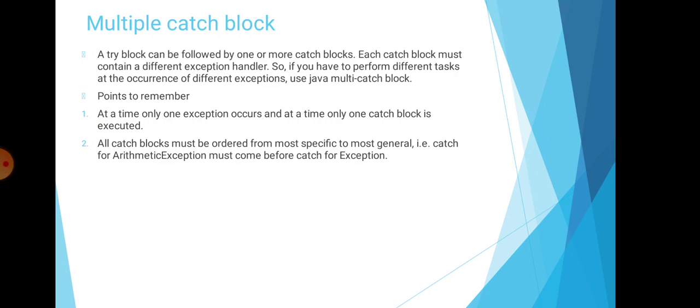When an exception is thrown, each catch statement is checked in order. The first one whose exception type matches is executed and the others are bypassed. The points to remember: at a time only one exception occurs, and at a time only one catch block is executed. Second, all catch blocks must be ordered from most specific to most general. That means the catch for ArithmeticException must come before the catch for Exception.